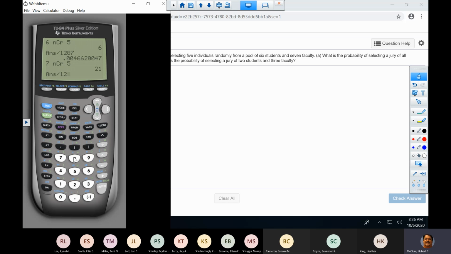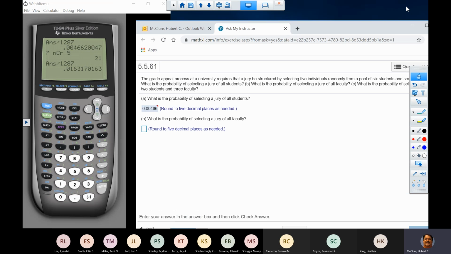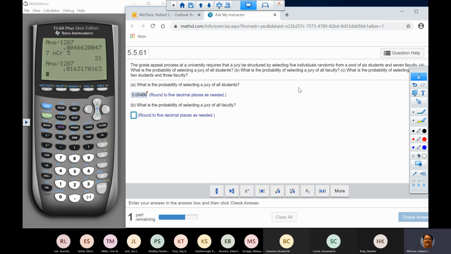You have a work email. And you feel good about yourself. So I'm going to try to hit this and see if, let me make this small. There we go. There's that answer. Round to 5 decimal places, 0.00466. And then this one is 0.01632. And you should feel good about yourself.